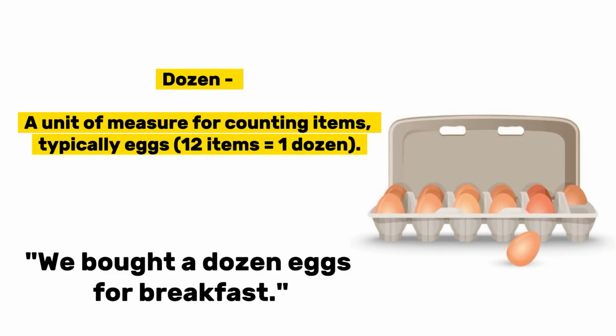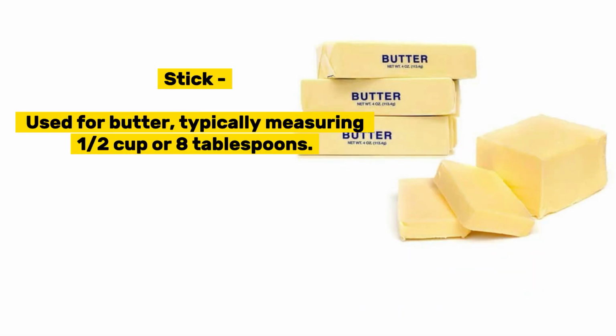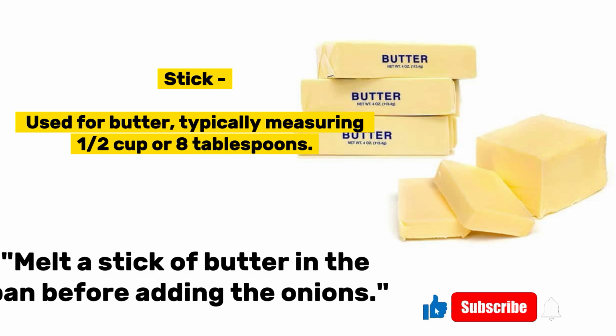So next is dozen, a unit of measure for counting items. Typically, 12 items is equal to 1 dozen. We bought a dozen eggs for breakfast. Next is stick, used for butter, typically measuring half a cup or 8 tablespoons. Melt a stick of butter in the pan before adding the onions.